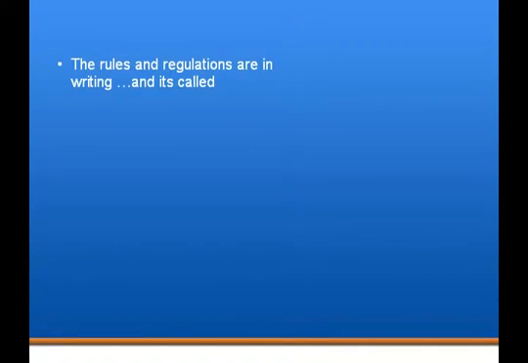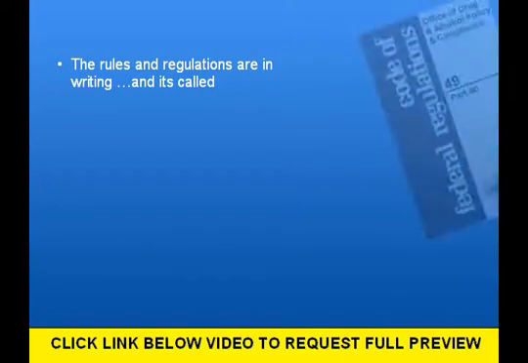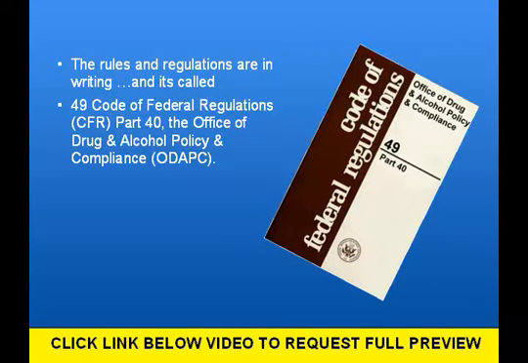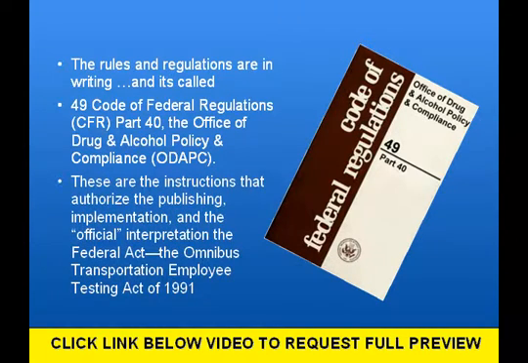The rules and regulations are in writing, and it's called 49 Code of Federal Regulations, or CFR, Part 40, the Office of Drug and Alcohol Policy and Compliance, ODAPC. These are the instructions that authorize the publishing, implementation, and the official interpretation of the Federal Act, the Omnibus Transportation Employee Testing Act of 1991.